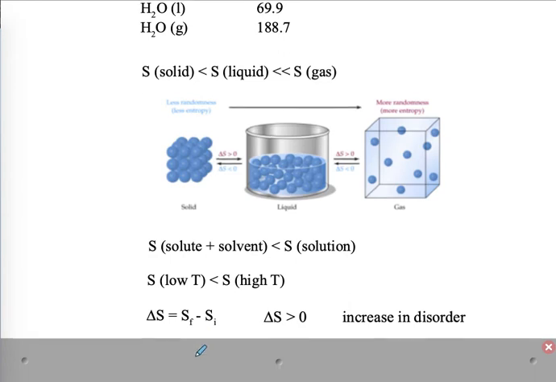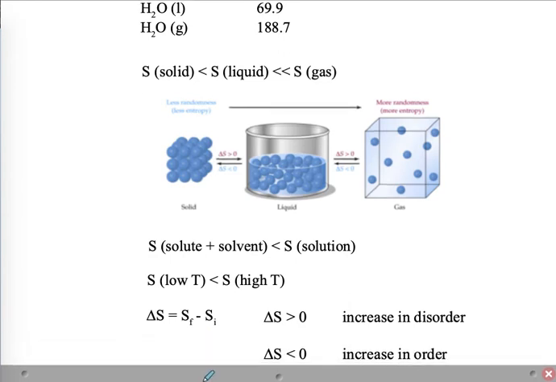And we can calculate for a given process the entropy change, delta S, which is the entropy of the final state minus the entropy of the initial state. If for a given process the change in entropy delta S is positive, that corresponds to an increase in disorder or randomness. Whereas for a process, if delta S, the entropy change, is negative, that corresponds to a decrease in randomness or an increase in order.